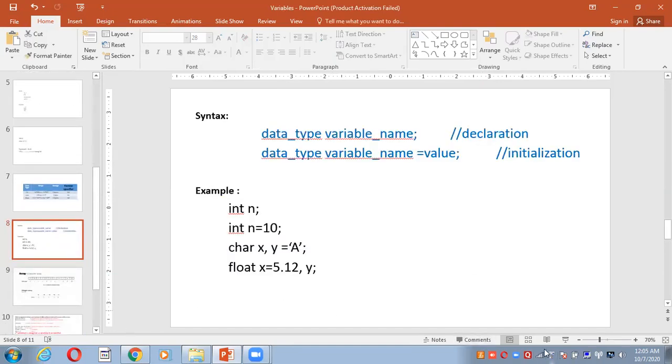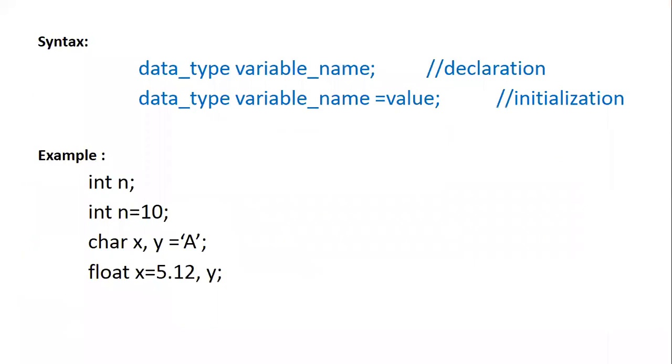We can declare the variables in this kind of way: data type, variable name. This is the declaration part of the variable in the program. Data type, variable name is equal to value. This is the initialization part. Just now we discussed the example integer n. This is one of the declarations. N is a variable with the integer data type. You can have integer n is equal to 10. At the time of declaration only, you are assigning the value to the integer variable. That is also valid in your particular C program.